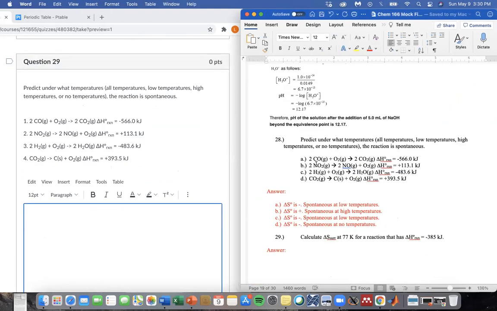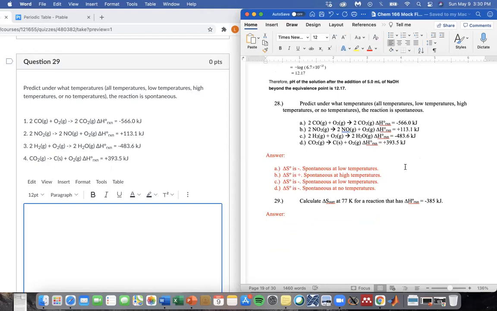Okay, so now we're out of the acid base stuff and onto entropy and delta G. For this question, we have to predict at what temperature the reaction is spontaneous, but we're already given our delta H. And so the equation that we're going to be using here is delta G equals delta H minus T delta S.